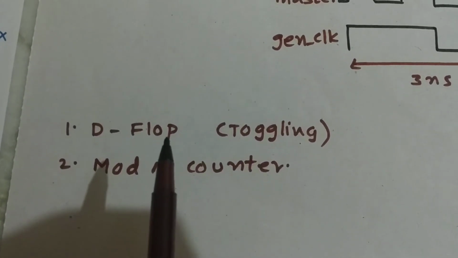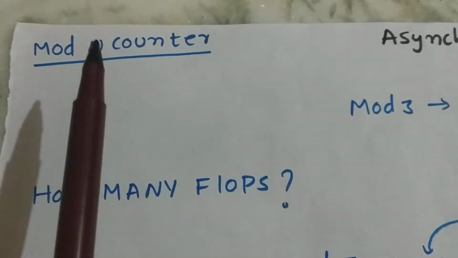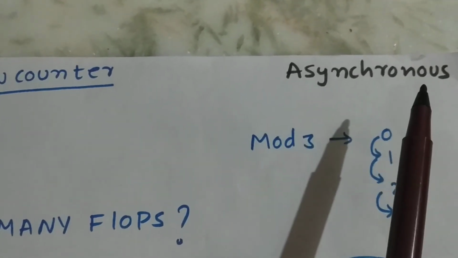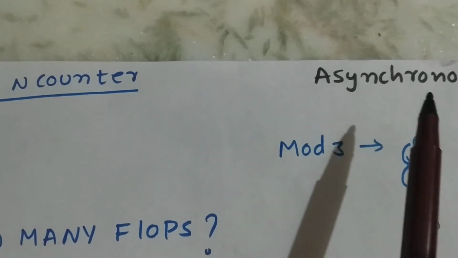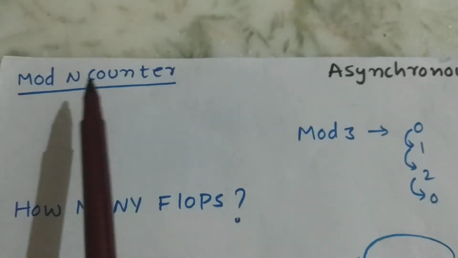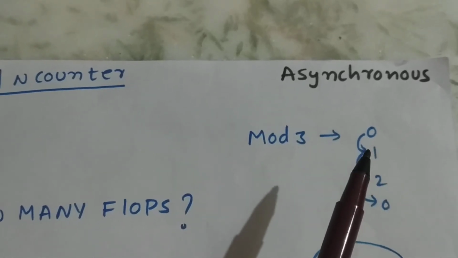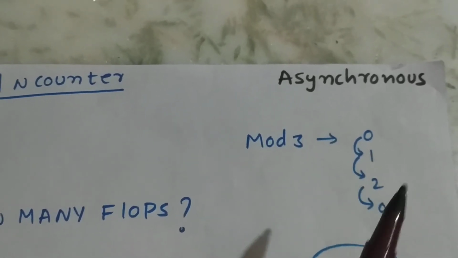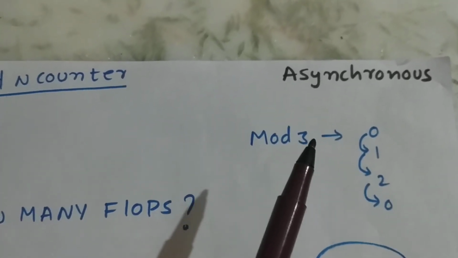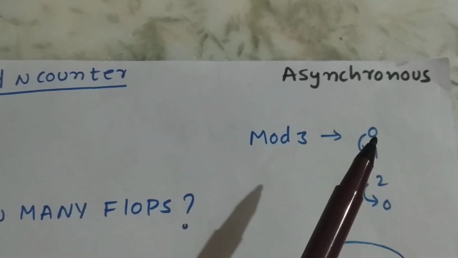So how the D flip-flop will be toggling and the mod n counter. Now let us have a look at the mod n counter. A mod n counter is an asynchronous counter. Let us take a number 3. N equals 3. So when N equals 3, it will count from 0 to 1 to 2 and back to 0. This is how a mod 3 counter looks. So a mod 5 counter will be 0, 1, 2, 3, 4 and again back to 0.